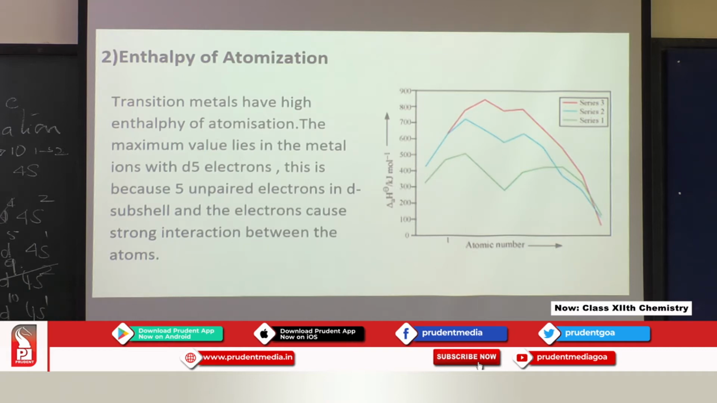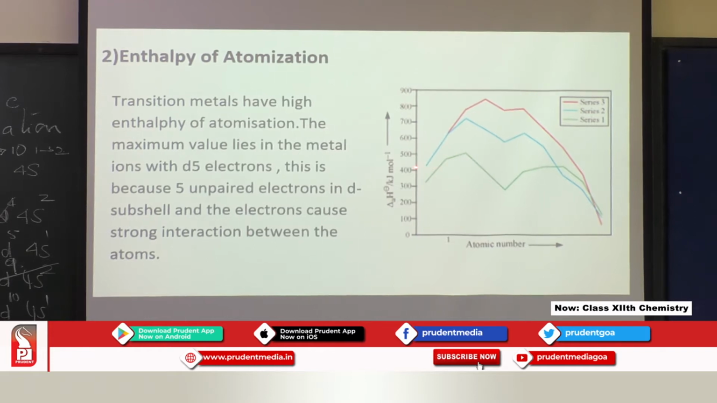When it has more unpaired electrons, automatically it is hard, and enthalpy of atomization is also very high. The electrons cause strong interaction between the atoms. That means it is a metallic bond. So enthalpy of atomization is maximum in the center. Initially it is less, and here also it is less. And you see 3d is less compared to 4d.